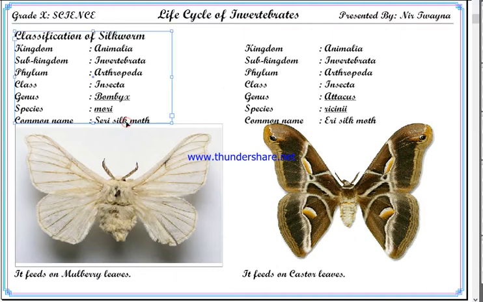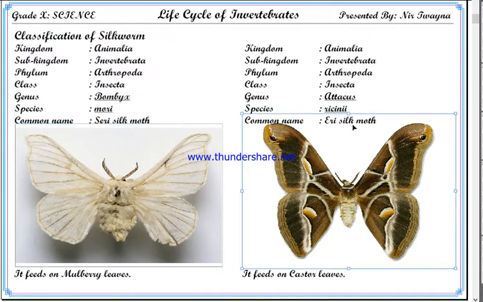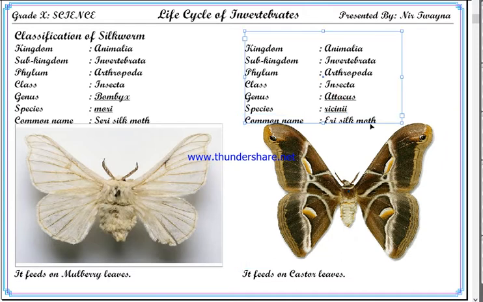This Seri silkworm's genus is Bombyx and species is mori, Bombyx mori, and the genus of Eri silkworm is Attacus and species is ricini, Attacus ricini. Another difference is that Seri silkworms feed only on mulberry leaves. Silkworms are very specific feeders.